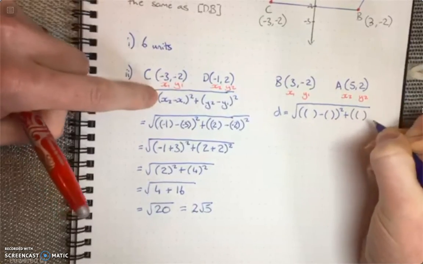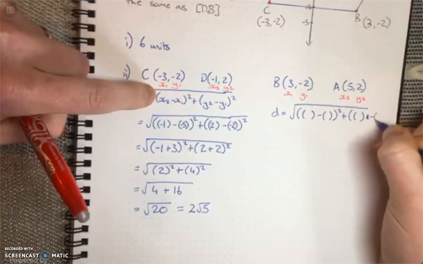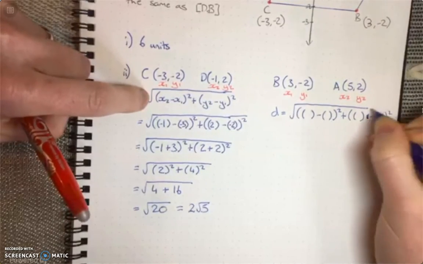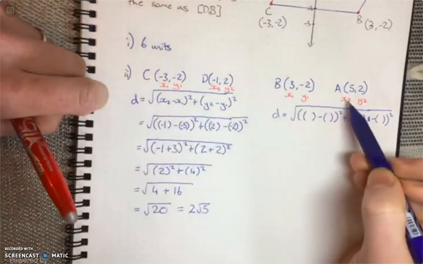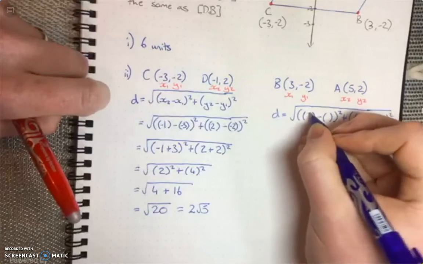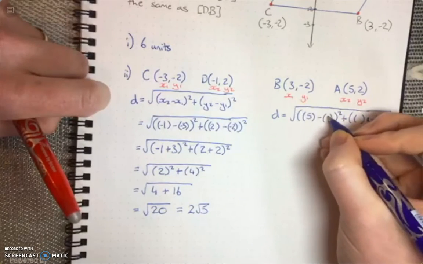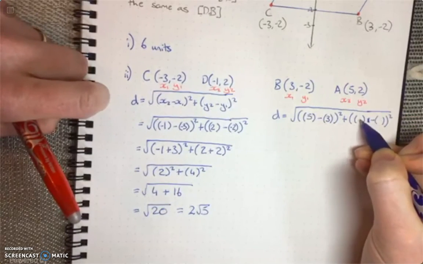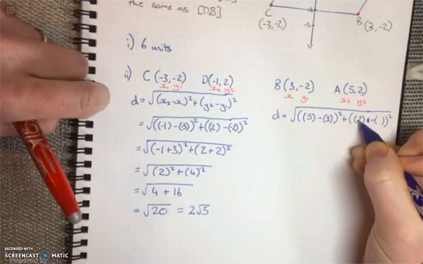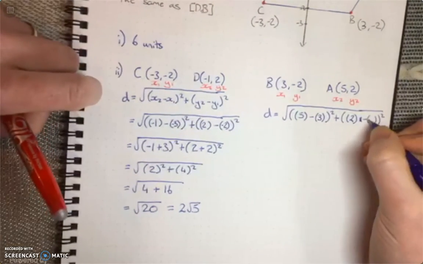So I'm just using this line to the left and changing all my letters to brackets. And now I'm going to fill in. So my first one is an x2. My x2 up here is a 5, and I'm taking away my x1. My x1 is 3. My next bracket is my y2, which up here is my 2, and I'm taking away a minus 2. So a minus 2 goes here.